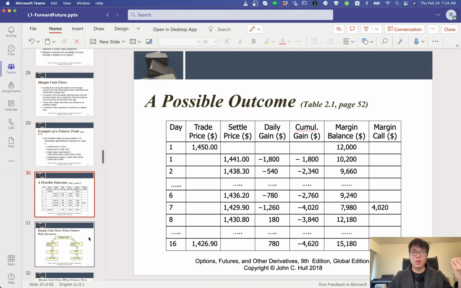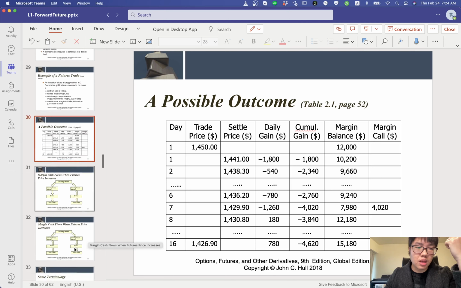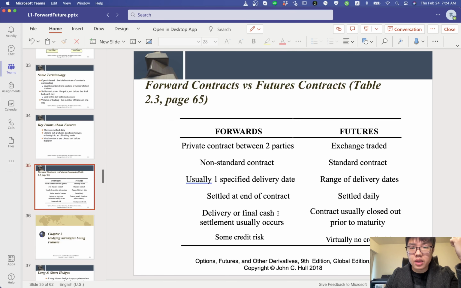So I think that you can learn more about this example at home. I think it's a very important example. And the last slide, slide 15, I think is a very clear table to show you the differences between forward and futures. You can read it by yourself, and whenever you have any problems or questions, you can email me or come to me in the class. So that is the basic idea about the differences between these two products. So it's important, right?